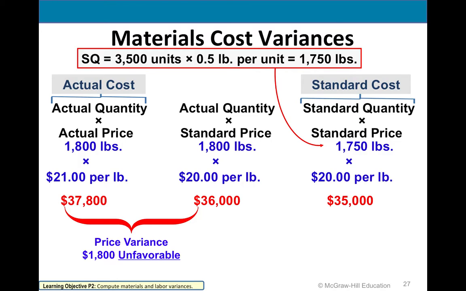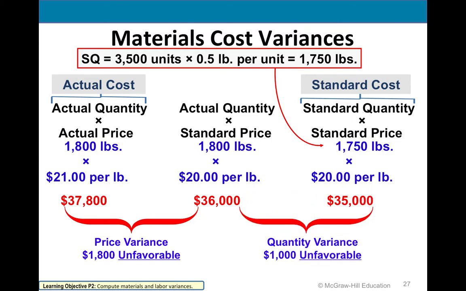So we see it's unfavorable because you actually spent more than you should have. But the quantity was favorable. That was also unfavorable. So overall, not too good. Direct materials, I'd be a little concerned here. You get a U here. U's are not good.